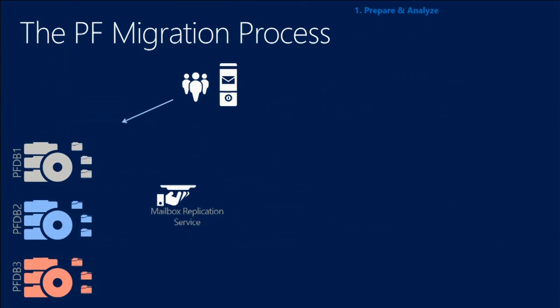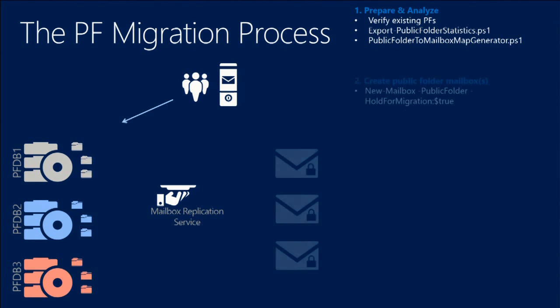So let's start. First we basically run a couple of scripts. The export public folder statistics script is available. Well, the two scripts I mentioned here, they are available for download, so you need to grab them from the web. And they basically investigate your public folder environment and create the migration batches and make sure you understand how many public folder mailboxes you require. We go into that in detail.